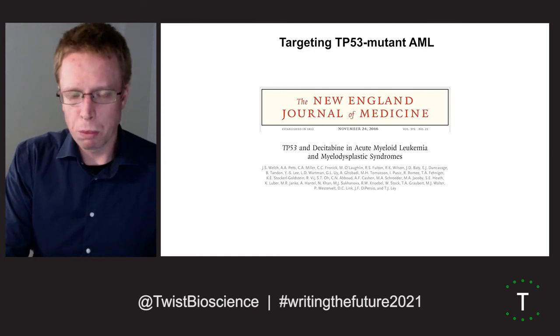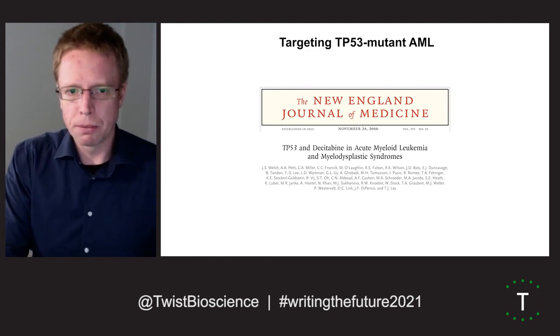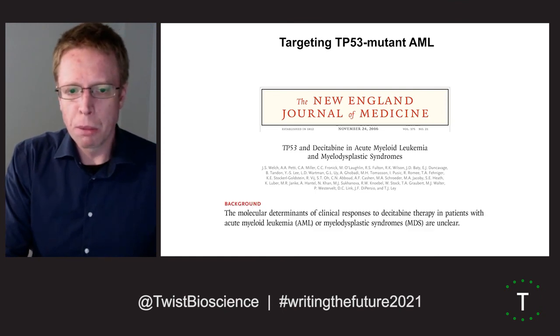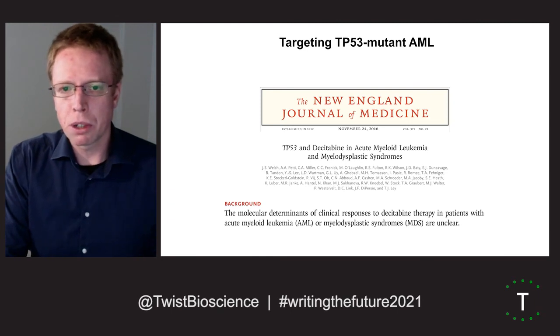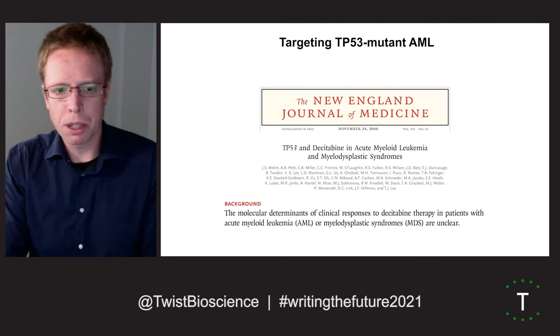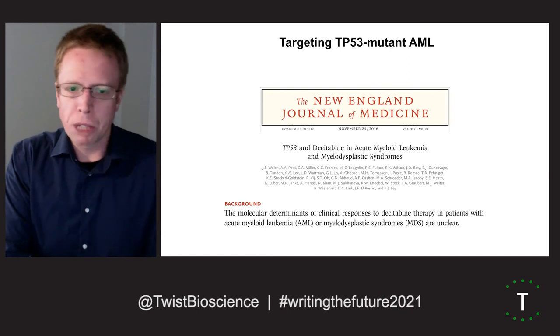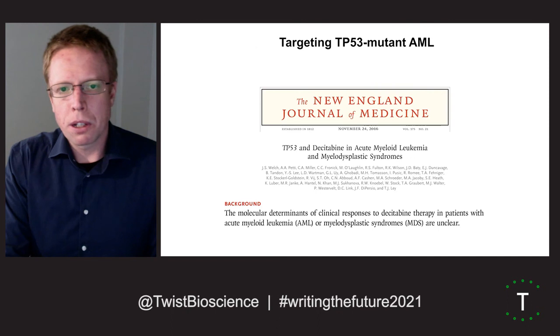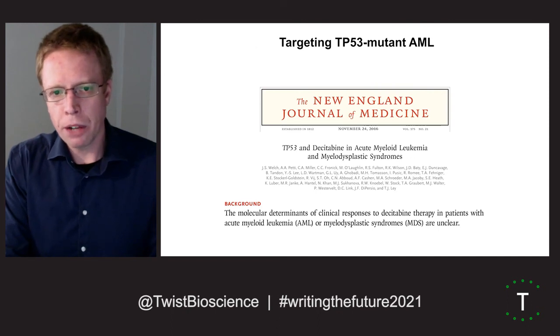But what people have realized over the last couple of years is that these patients do respond to some degree to a drug called decitabine, which is at low dose and thought to be a hypomethylating agent that inhibits DNMT1. But this drug is really very poorly characterized, and so I just highlight this New England Journal of Medicine paper that says that the background is the molecular determinants of clinical response to decitabine is unclear. And so we wanted to get a sense of how this drug is working.